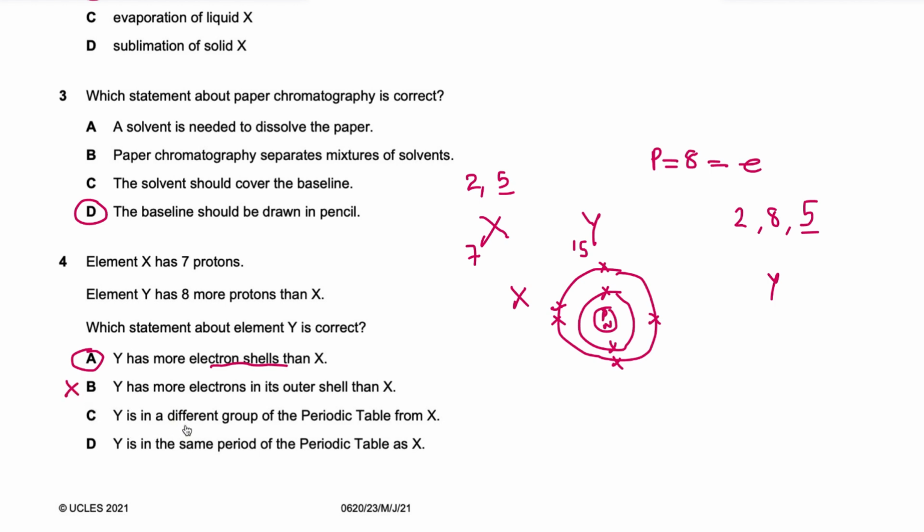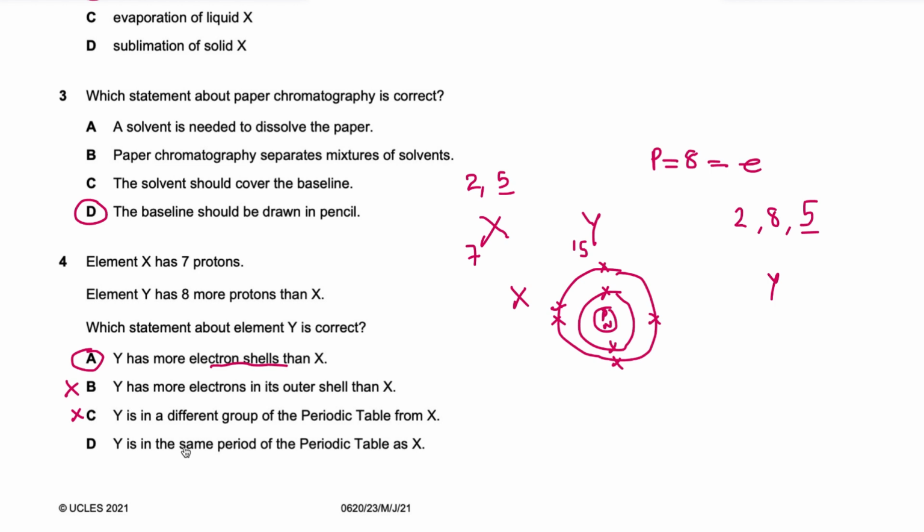Y is in a different group of the periodic table from X. No, they are in the same group. They are in the same group because they end with the same 5. So they will be in group 5 in the periodic table. They both end with 5, so they will be in group 5. So it's not a different group. They are in the same group in the periodic table.